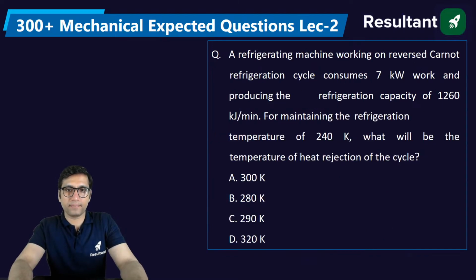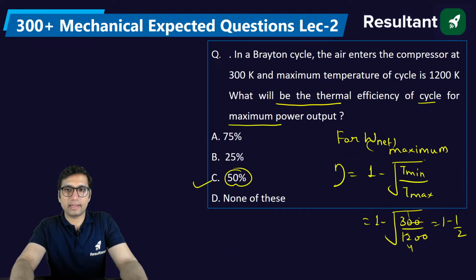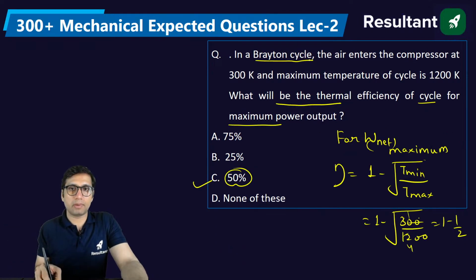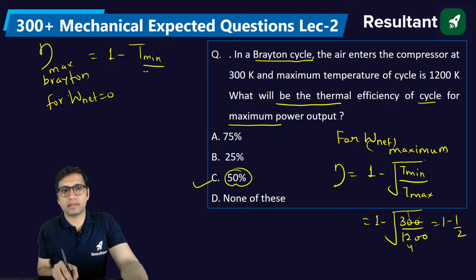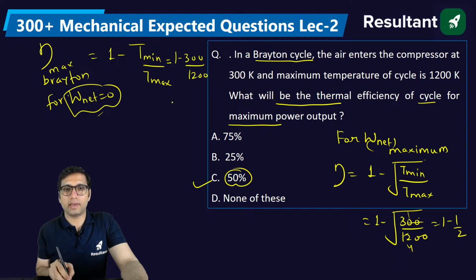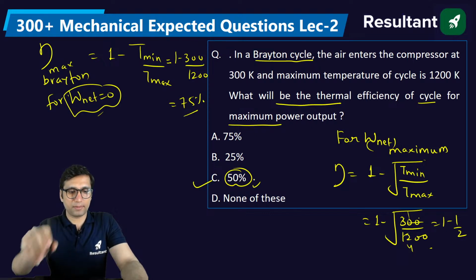Very good. Next question. There is one more concept in the Brayton cycle: the efficiency when the net output becomes 0 is called the maximum efficiency. That maximum efficiency is equal to 1 minus minimum temperature by maximum temperature. But when you get this maximum efficiency in the Brayton cycle, at that point net work becomes 0. So the maximum efficiency will come out to be 1 minus 300 by 1200, so 75%. 75% will be the maximum efficiency and 50% will be the optimum efficiency.